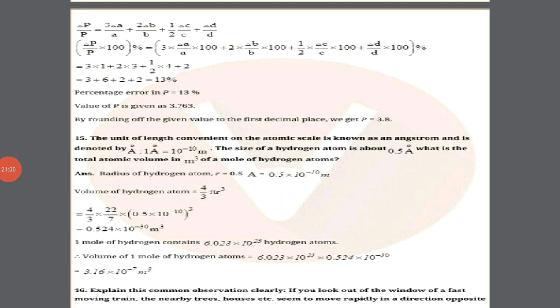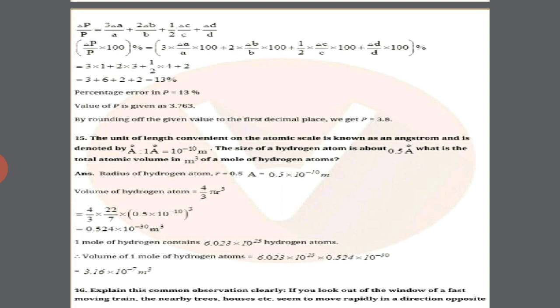The unit of length convenient on the atomic scale is known as an angstrom and is denoted by this. The size of a hydrogen atom is about 0.5 angstrom. What is the total atomic volume in m cube of a mole of hydrogen atoms? The radius of a hydrogen atom is equal to 0.5 angstrom. It is 0.5 into 10 to the power minus 10 meter. Volume is 4 by 3 pi r cube. We all know the formula of volume. So put the value of r in this particular formula.